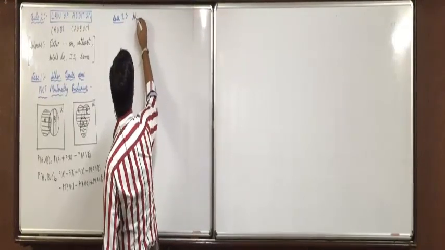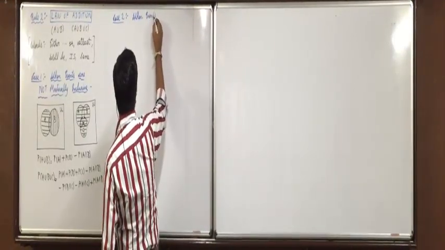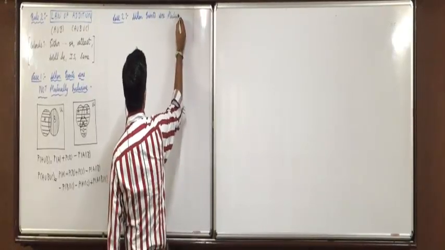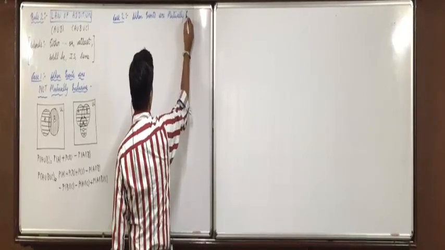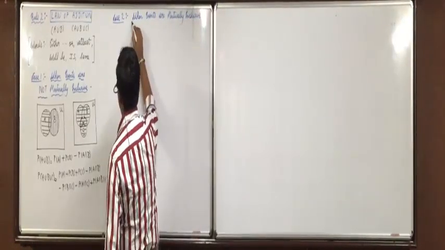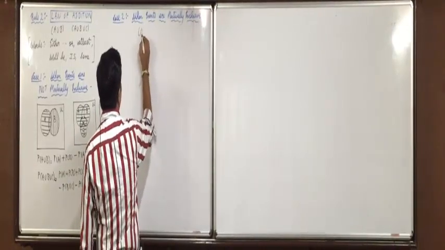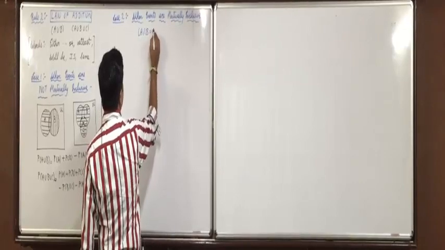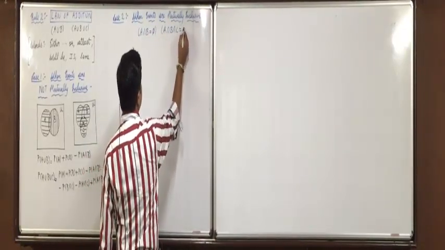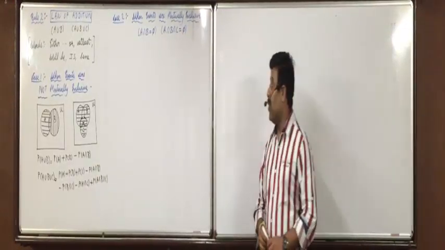Now, case 2, when events are mutually exclusive. Now be attentive. What do you mean by mutually exclusive? A intersection B is null set, or even A intersection B intersection C is null set. Understood that everyone? One more thing.